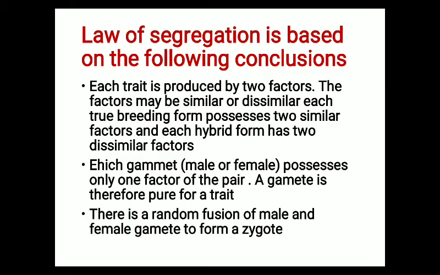The law of segregation is based on the following conclusions. Each trait is produced by two factors. The factors may be similar or dissimilar. Each true breeding form possesses two similar factors, and each hybrid form has two dissimilar factors. Each gamete, male or female, possesses only one factor of the pair. A gamete is therefore pure for a trait. There is a random fusion of male and female gametes to form the zygote.